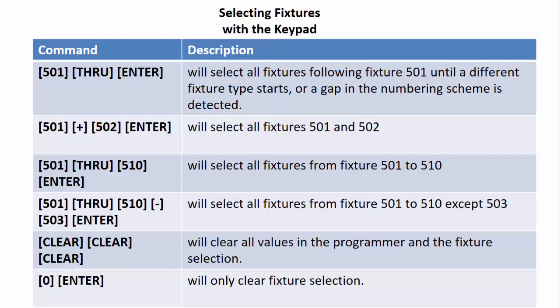You could type 501 plus 502 Enter, and that will select 501 and 502. 501 through 510 Enter will select 501 through 510. 501 through 510 minus 503 will select all fixtures from 501 to 510 with the exception of fixture 503. Clear, clear, clear will clear all values from the programmer and the fixture selection, and 0 Enter will only clear fixture selection.